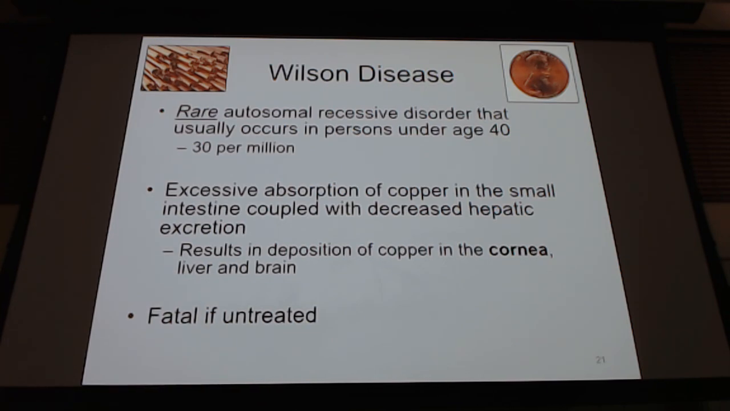And this is a wonky one. I guarantee you there may be one question on your PANCE that's going to ask you this. It's an autosomal recessive disorder, usually under the age of 40. Thirty per million people doesn't sound like a lot, but when we're documented at over, I think, 330 million in the United States, potentially you can see this. This is a wonky thing where they actually have excessive absorption of copper, and it does not get decreased in the liver. So deposits happen usually in the cornea, the liver, and the brain, which means that's where they're probably going to present with symptoms. If we don't treat it, it can be fatal.